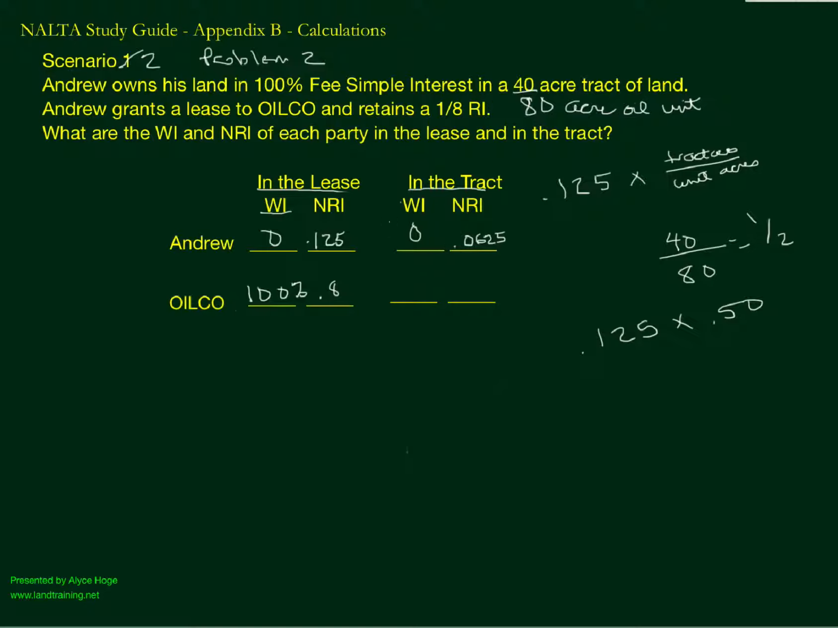And then what about the working interest here? Again, Oilco owns 100% of the working interest, but what is their net revenue interest? Well, remember we said they owned a 7/8 net revenue interest. And we said that converted to a 0.875. And we're going to do the same thing. We're going to go 0.875 times Andrew's tract acres divided by the total unit acres. And that's 80. So again, we're just doing 0.875 times 0.5.